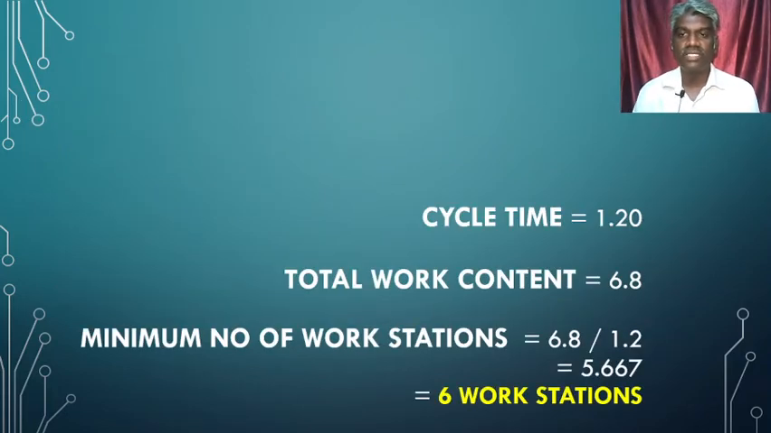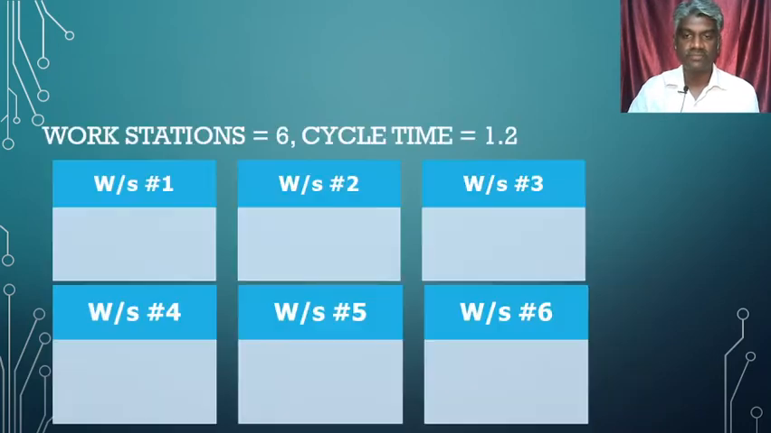So we know the cycle time is 1.2, the total work content is 6.8, and for the minimum number of workstations, we know the formula: total work content divided by cycle time. So 6.8 divided by 1.2 is 5.667. We can't have 5.667 as a count, so we take it to the next integer, which is 6 workstations. So we have identified that this particular project needs 6 workstations, and at each workstation the cycle time is going to be 1.2 minutes.